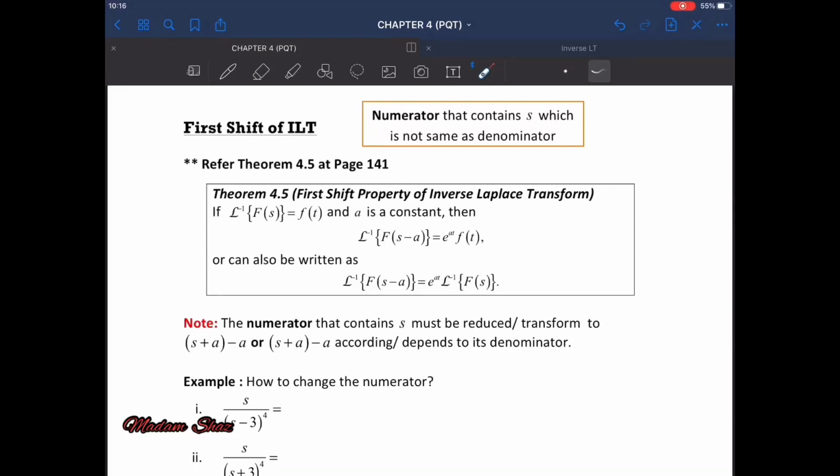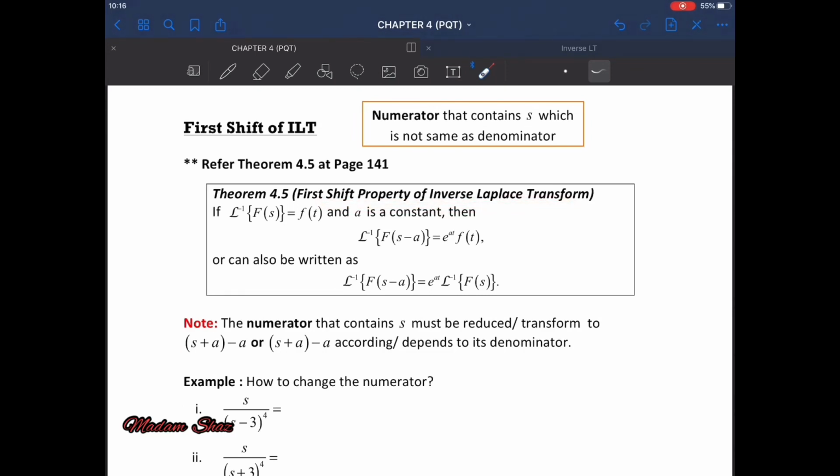So now let us continue for the next subtopic, first shift of inverse Laplace transform. You can refer to the textbook, theorem 4.5, page 141. If the inverse Laplace of F(s) is equal to f(t) and a is a constant, then the inverse Laplace of F(s minus a) is equal to e to the power of at multiplied with f(t). This can also be written as e to the power of at multiplied with the inverse Laplace of F(s). So this is the theorem for the first shift property of inverse Laplace transform.